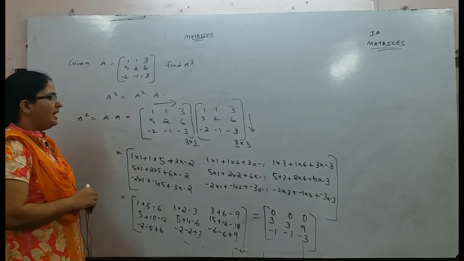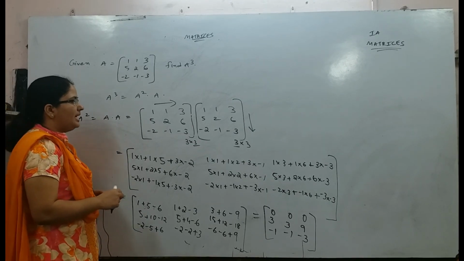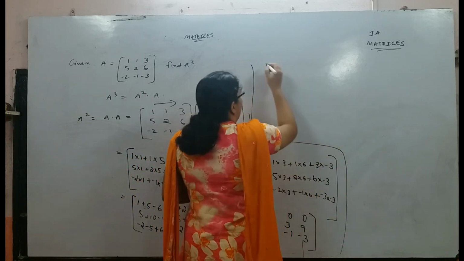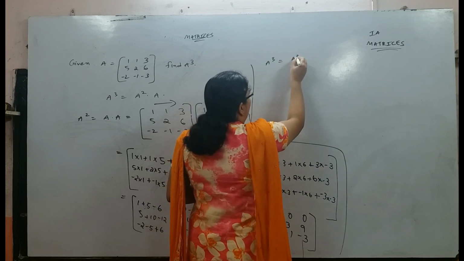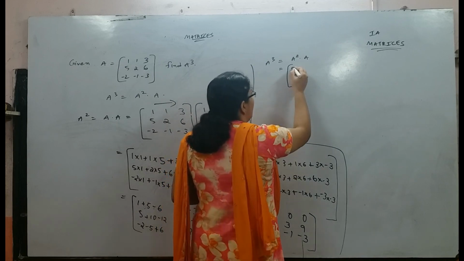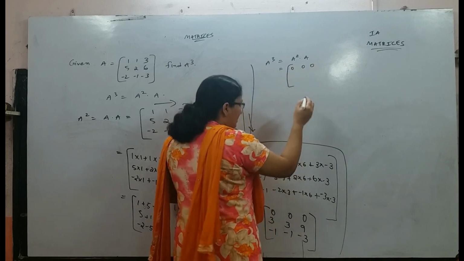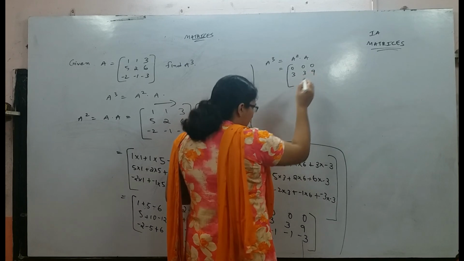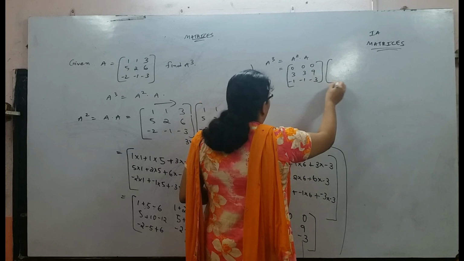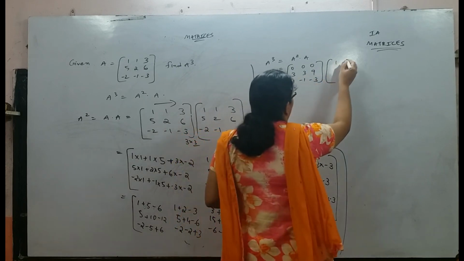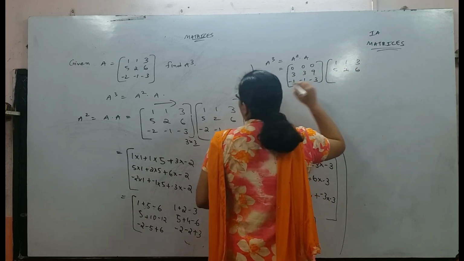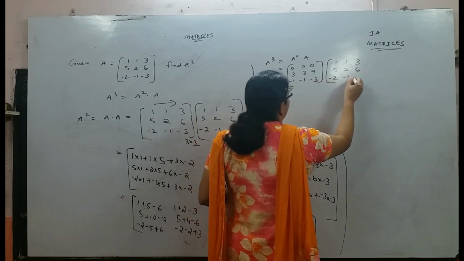Now you have to find A cube. How to find A cube? A cube is equal to A square into A. You got the A square value. What is it? 0, 0, 0, 3, 3, 9, minus 1, minus 1, minus 3 into A. What is A? 1, 1, 3, 5, 2, 6, minus 2, minus 1, minus 3.